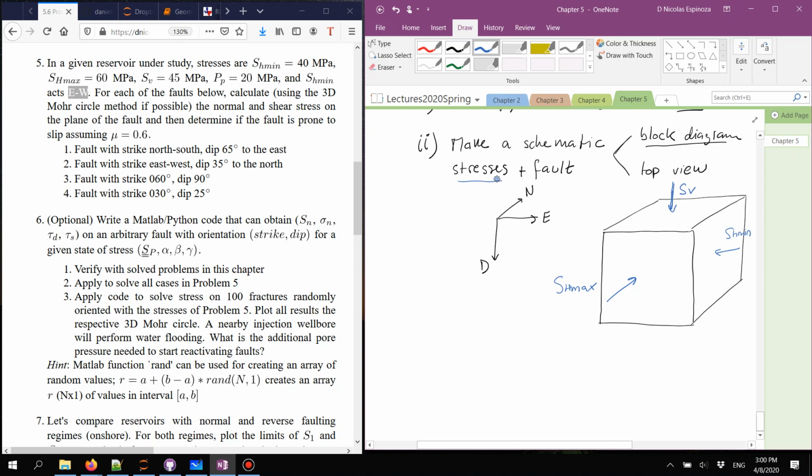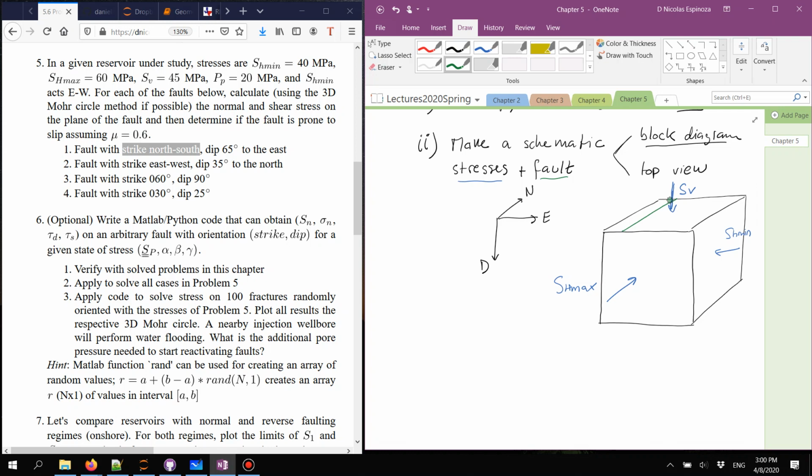The next thing we're going to do is place the fault in this schematic diagram. So let's look at the first one. This is going to be a fault that has a strike north-south, and the dip is 65 degrees towards the east. Strike north-south means that's a line that's going to coincide with this axis, and it's going to dip towards the east. So I'm going to draw it over here, the strike on this side of the cube.